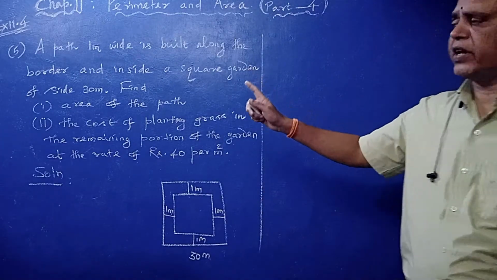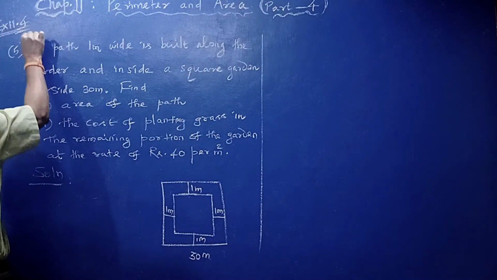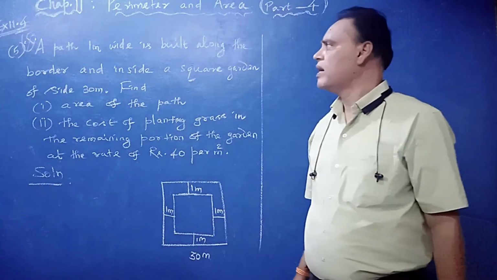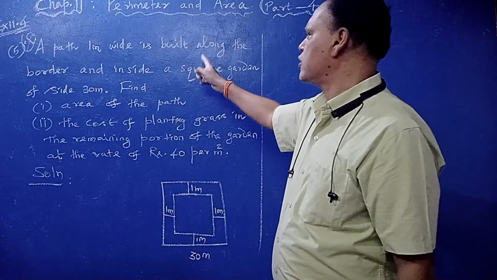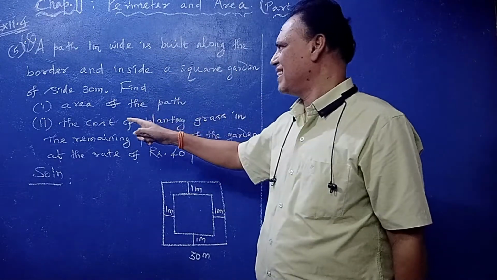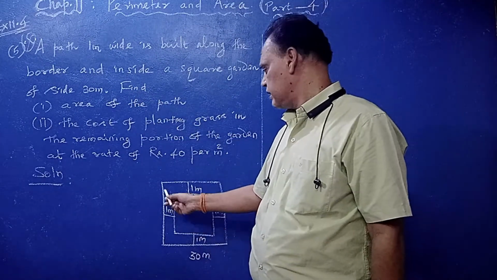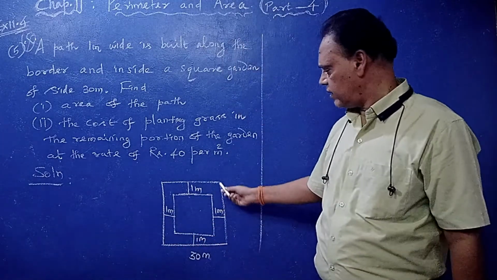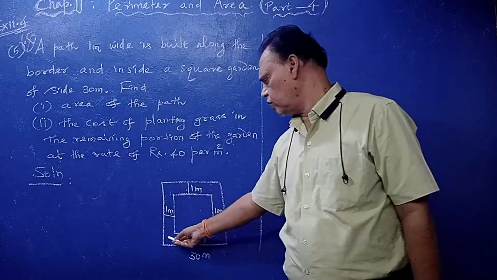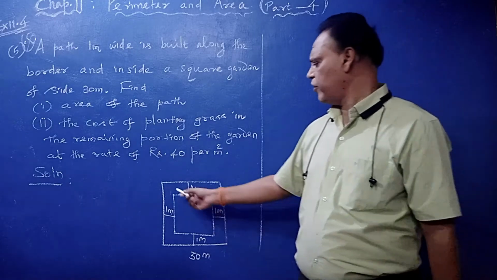Next problem, the fifth problem, very important. Square type. Listen properly. A path 1 meter wide is built along the border and inside a square garden of side 30 meter. A garden in the form of a square, with a path 1 meter wide inside. You have the path, clear? Then find the area of this path.